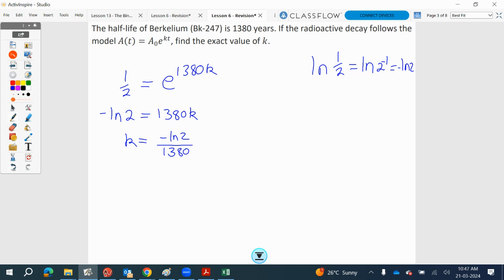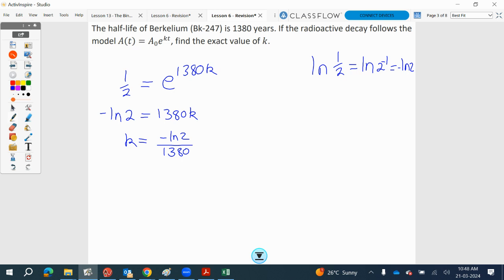So how did you get 1380 in the numerator? Because t is equal to 1380. Don't you do it with t over the half-life? Yeah, that's why. But we know the value of t. Yeah, I was just confused. I didn't know what t was. It's always time. T is time. Time is 1380.